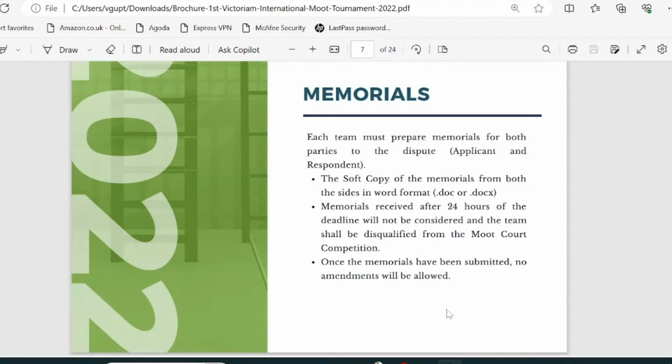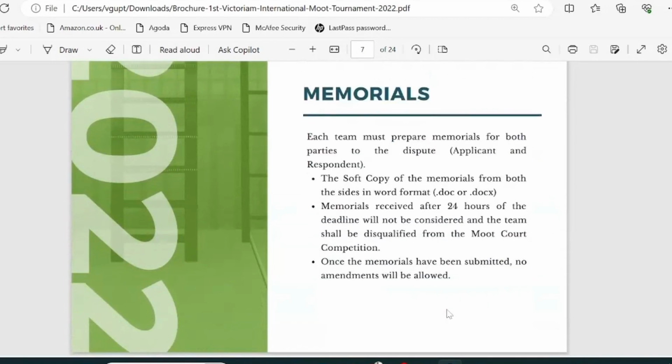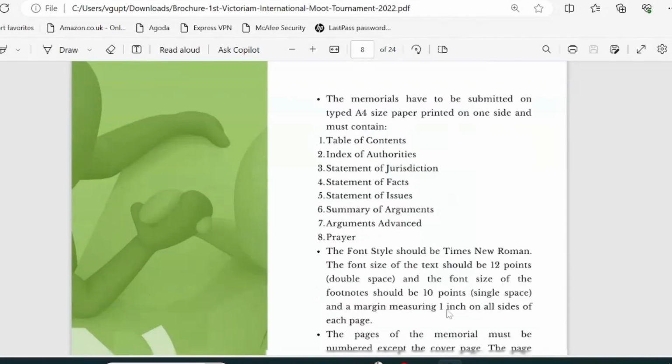After that, deadlines are something that you'll have to keep in mind. And in a moot court, once a memorial is submitted, you can't ask them to send it back to you so that you can make some amendments and then send it back to them. This is not how it works. Once you have sent it, it's full and final.